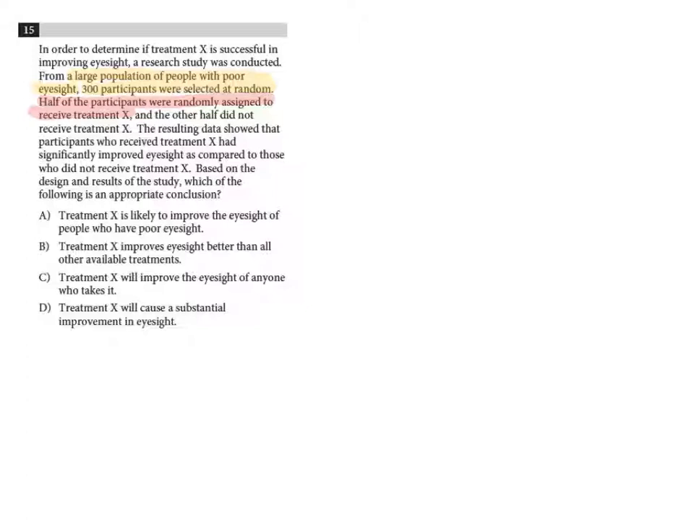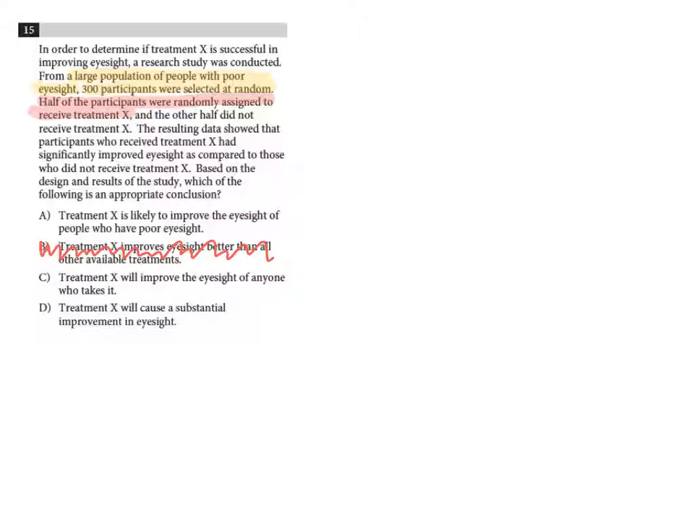Based on the design and results of the study, which of the following is an appropriate conclusion? A. Treatment X is likely to improve the eyesight of people who have poor eyesight. That sounds like a good answer. Let's see what the other options are. B. Treatment X improves eyesight better than all other available treatments. Well, we can't possibly make that conclusion because no other treatments were included in the study.